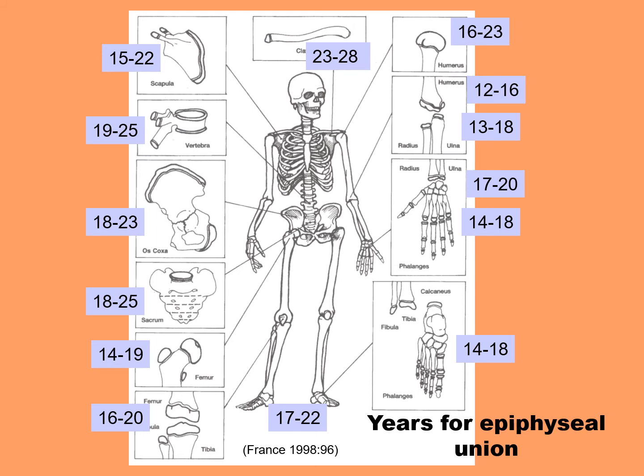Here I show you the point at which the epiphyses unite with diaphyses on various bones in the human body. You can compare your age to these ages. The last one to finish growth is your collarbone.